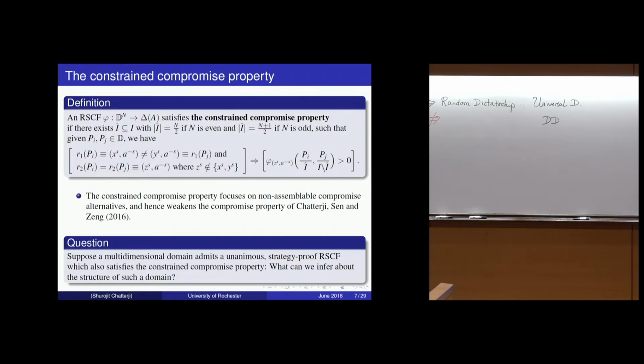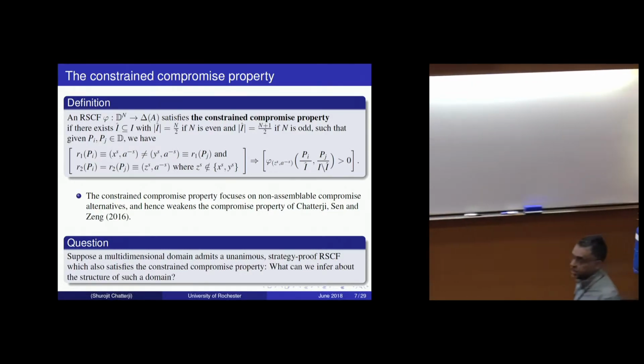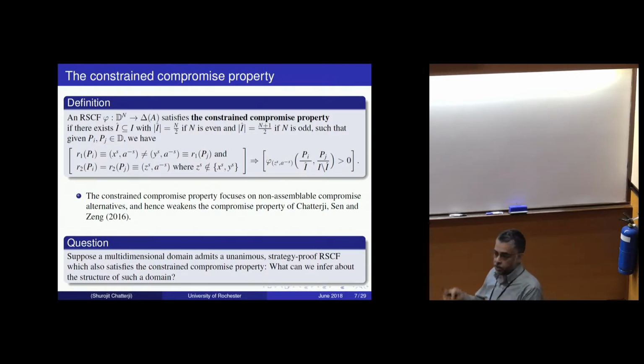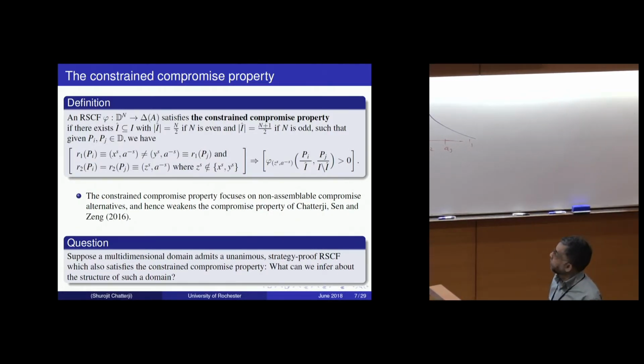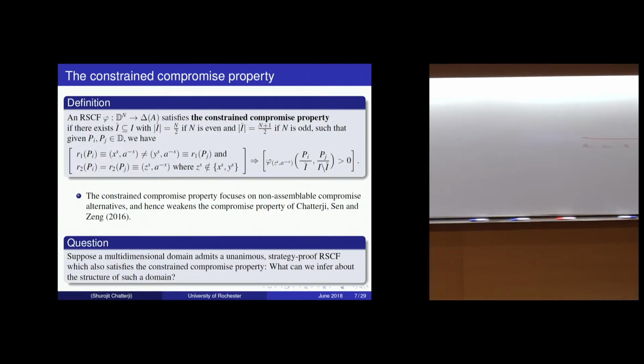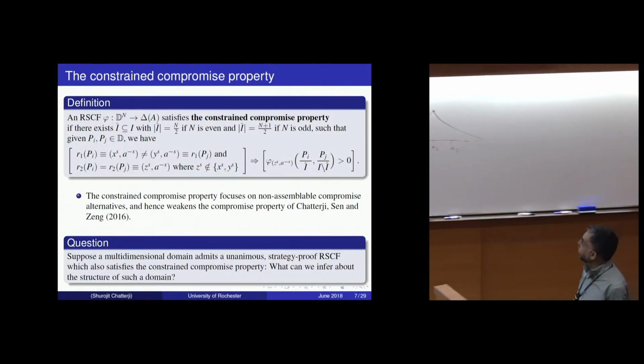It's a weakening of an earlier condition that we used in an earlier paper. This earlier paper examined domains which are excluded from multidimensional domains in this paper. So we are studying something which was not covered by that paper, and we are introducing a weaker version of this compromise property. And finally, I can be more precise about my question. Suppose a multidimensional domain allows us to design a unanimous, strategy-proof random social choice function which respects this constrained compromise property. What can we infer about the structure of such a domain?